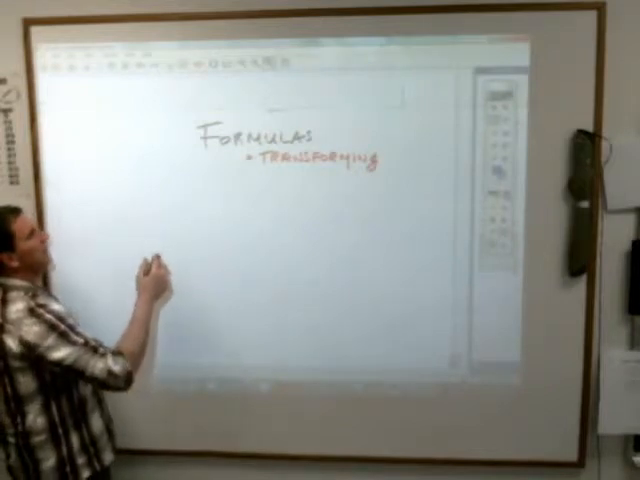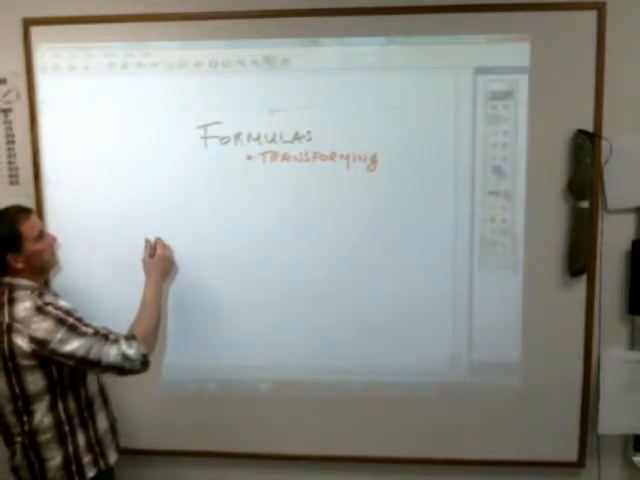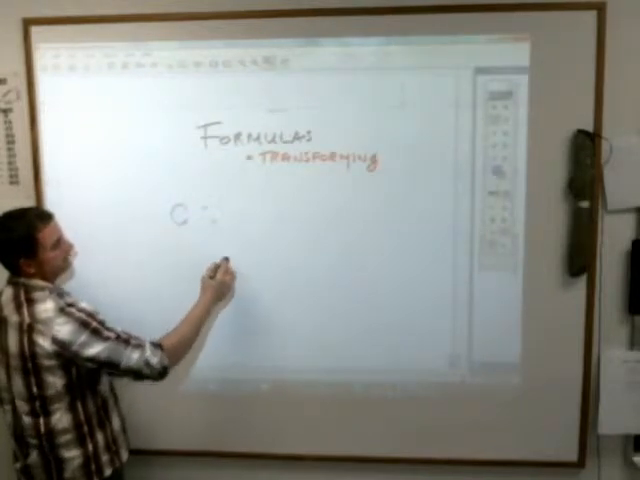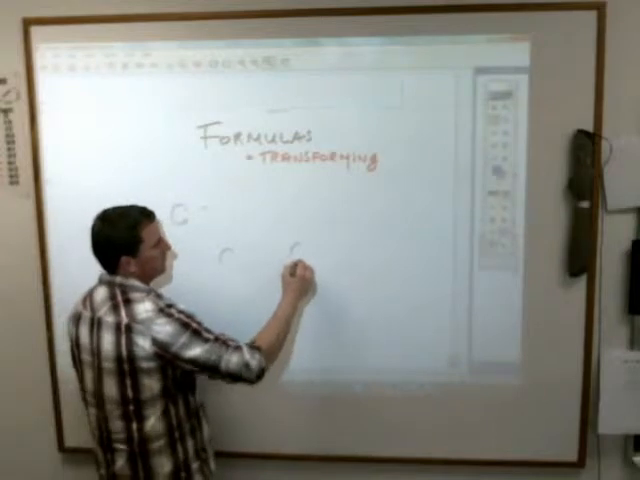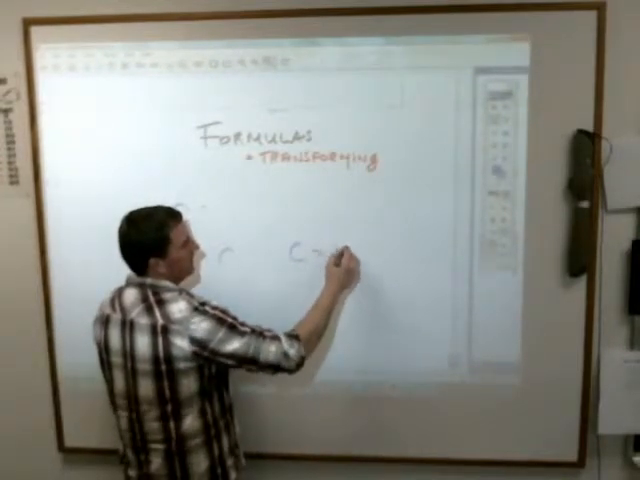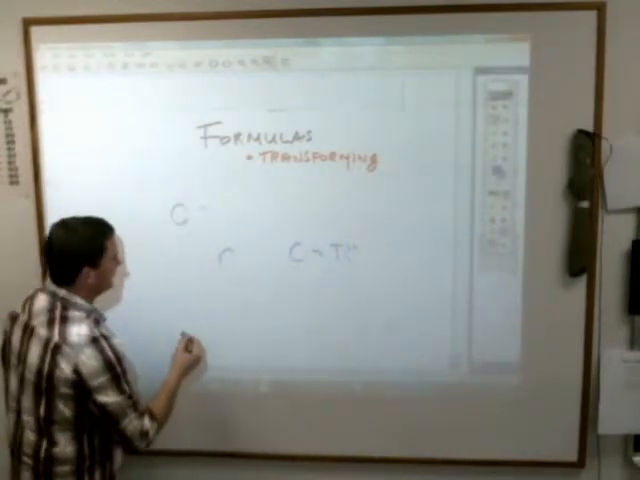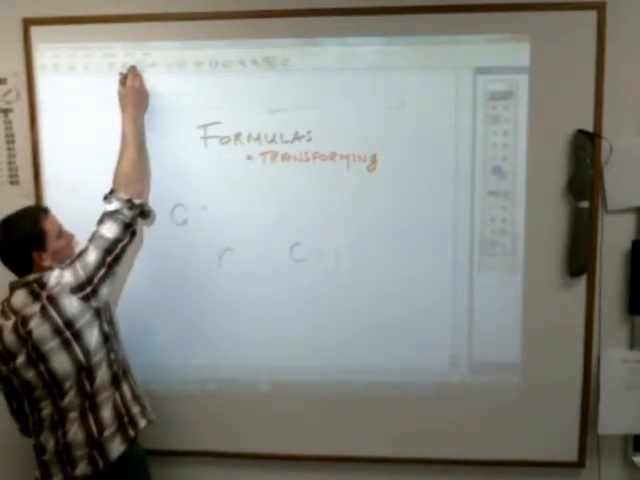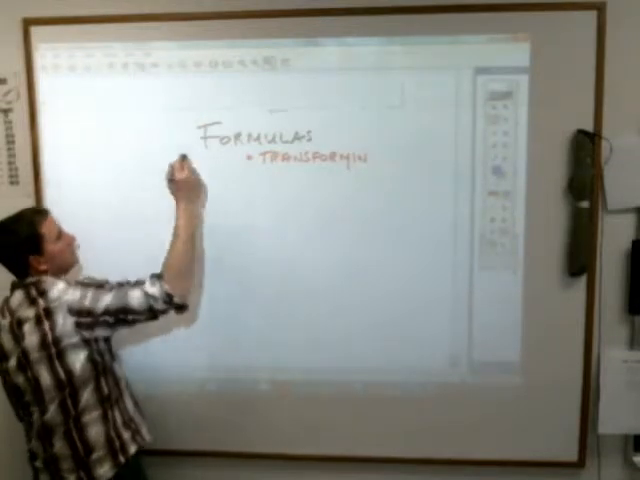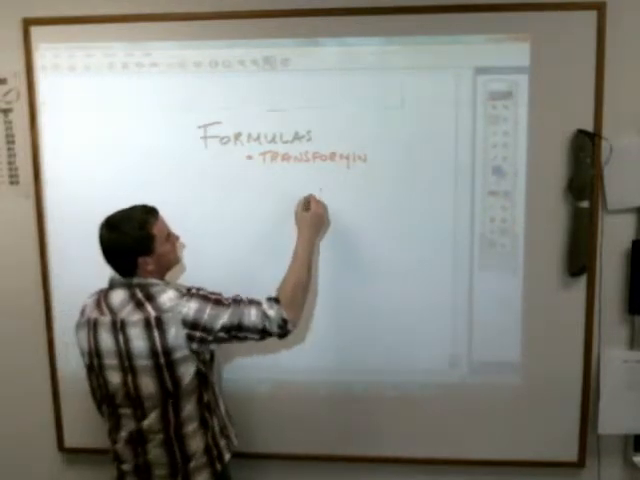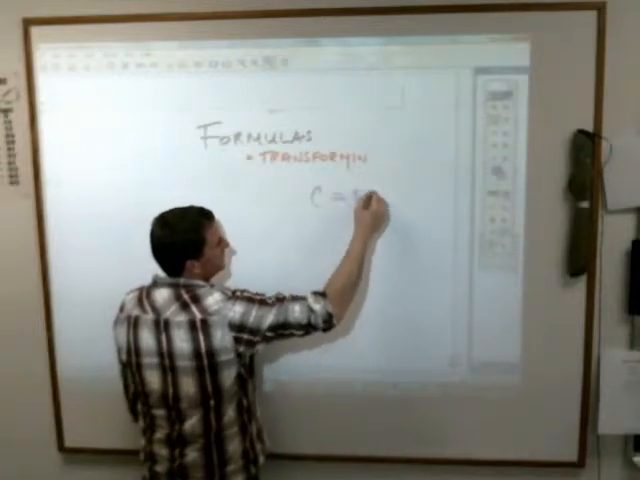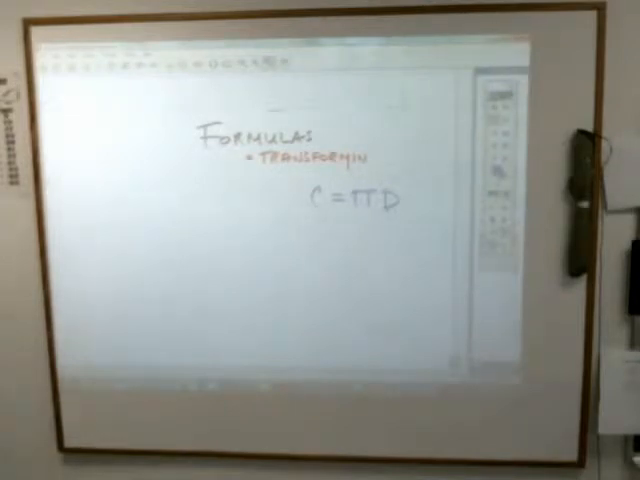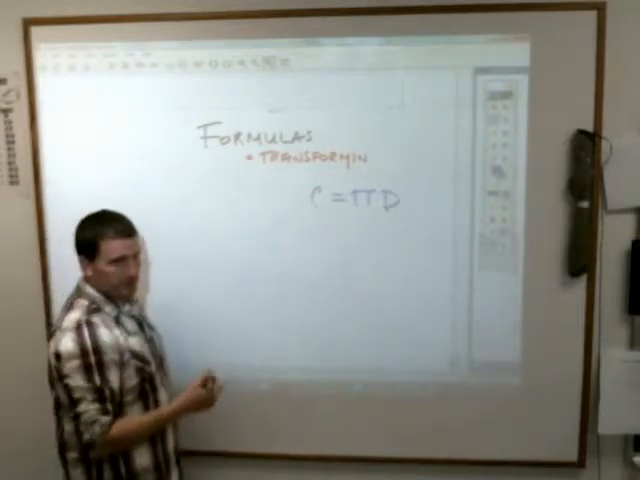Well, let's look at one. For example, the circumference of a circle. Circumference equals what? Pi times diameter. Circumference equals pi times diameter, right? C equals pi times D.